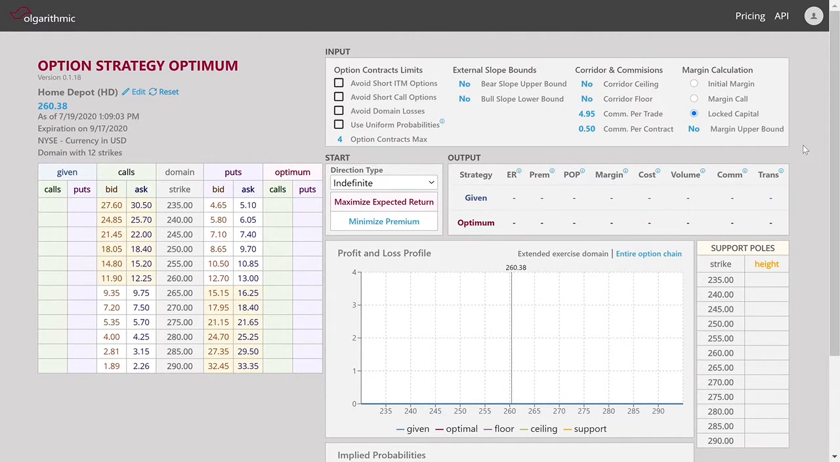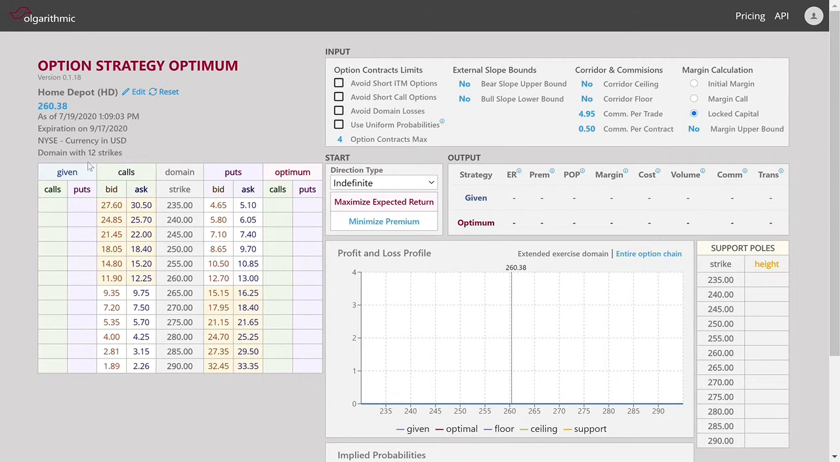Now we show how to use the option strategy optimum tool for finding a maximum expected return strategy following a directional market sentiment. Today, on July 19th of 2020, we decided to trade options on the Home Depot stock, taking options from the option chain expiring on September the 17th of 2020. So expiration is 2 months away from the current date.